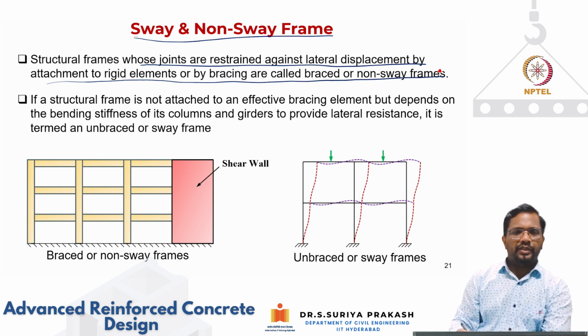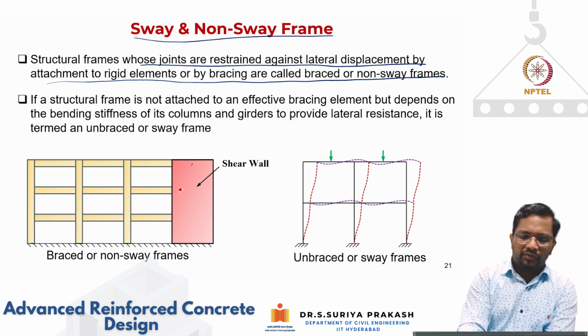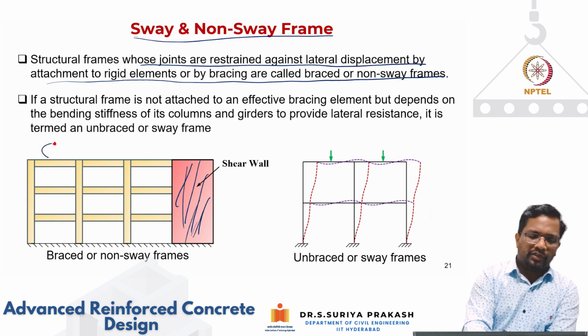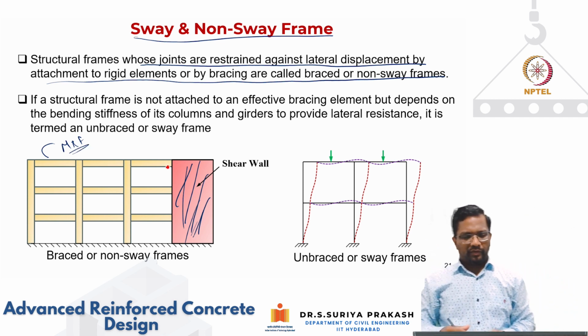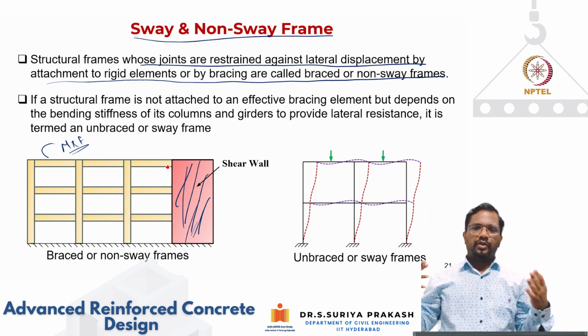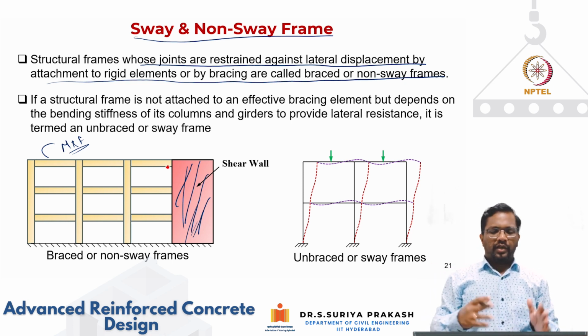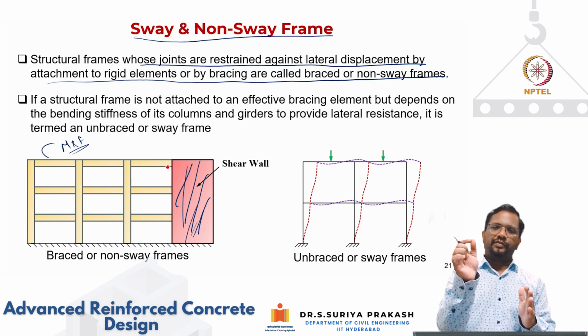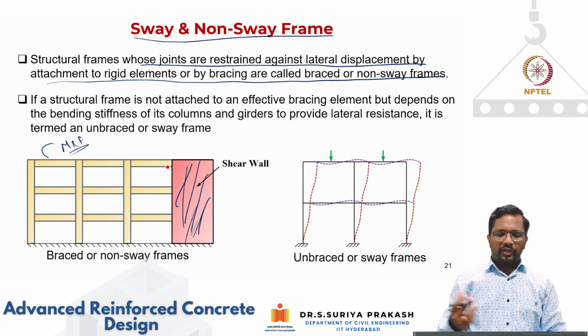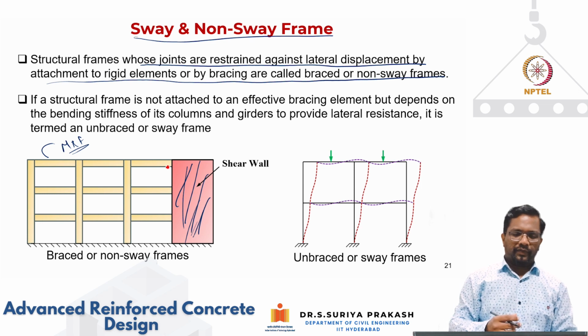So in this case, you can see that you have a huge shear wall. This is a moment resisting frame. Now in this moment resisting frame, at one end, I'm attaching a shear wall. The shear wall is going to have a huge rigidity and it will not let the frame sway. Even if it is swaying, the sway will be very, very small and not a very high value.